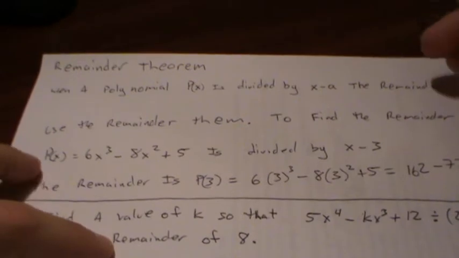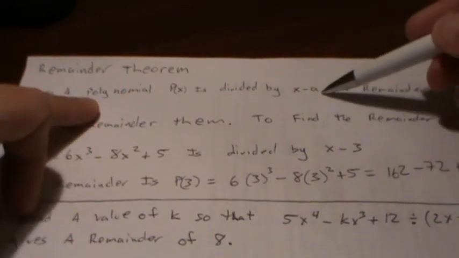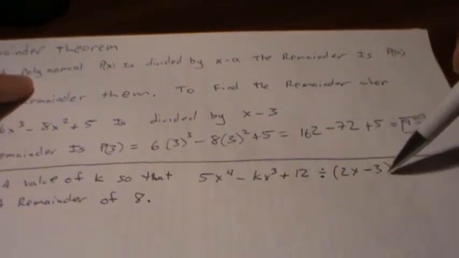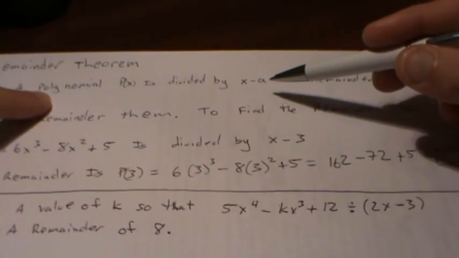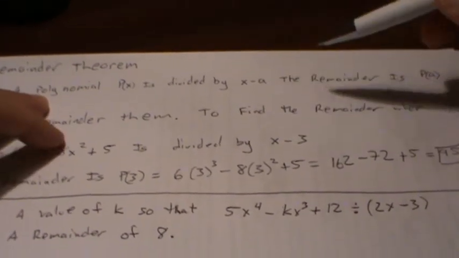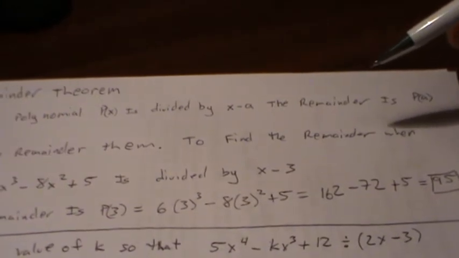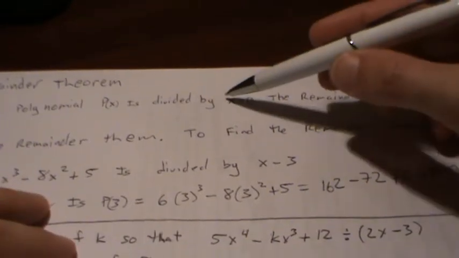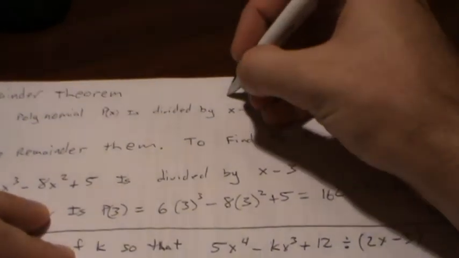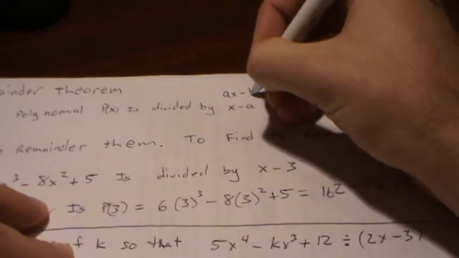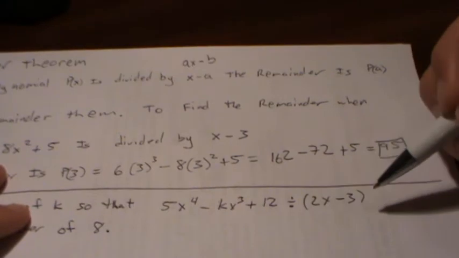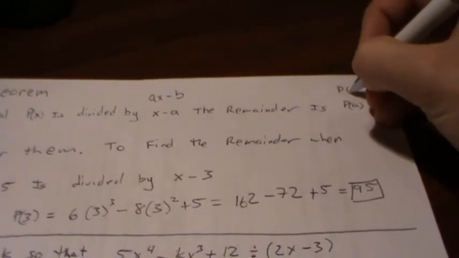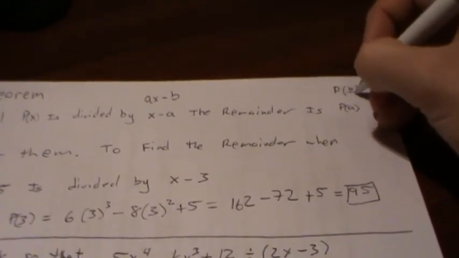Well, according to the remainder theorem, when a polynomial is divided by a particular factor, in this case a binomial, I'm going to put a little caveat to the remainder theorem as well. What happens if this factor is of the form ax minus b, which we have right here in this case, then the remainder is actually p of b over a.